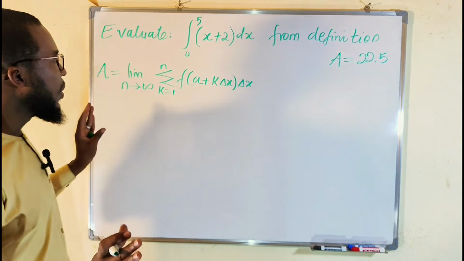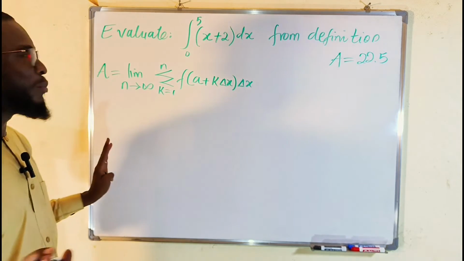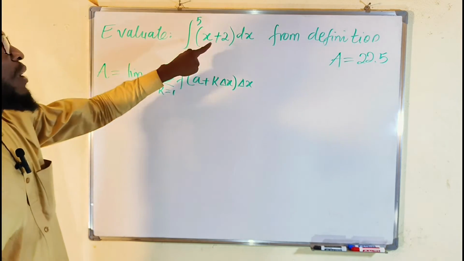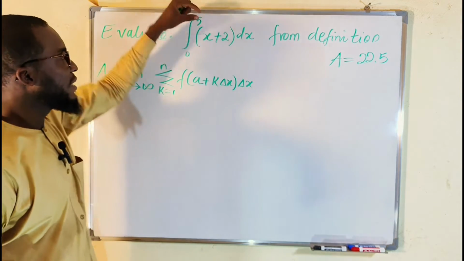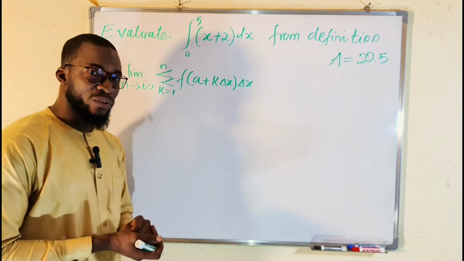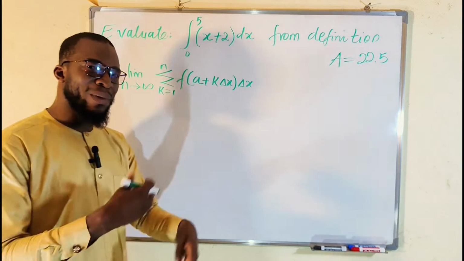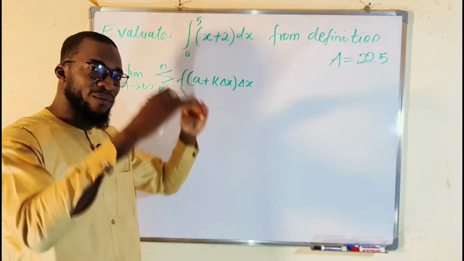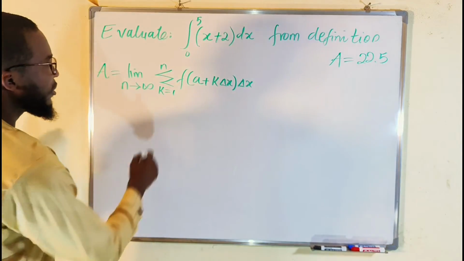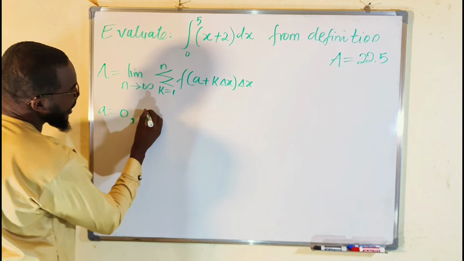As simple as that. All we have to do is to find a, find dx, substitute back, simplify and get our final answer. A is the lower limit, and dx can be obtained by taking the difference between the upper limit and the lower limit divided by the number of rectangles. But talking about n as it approaches infinity, we have infinitely many rectangles inscribed under the curve. Remember Riemann integration.